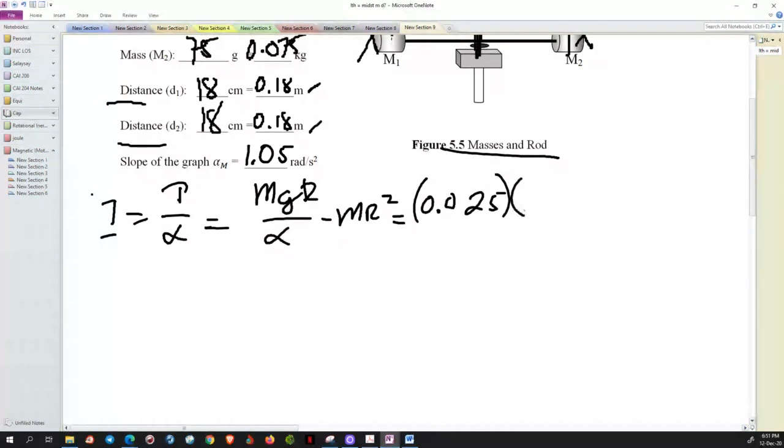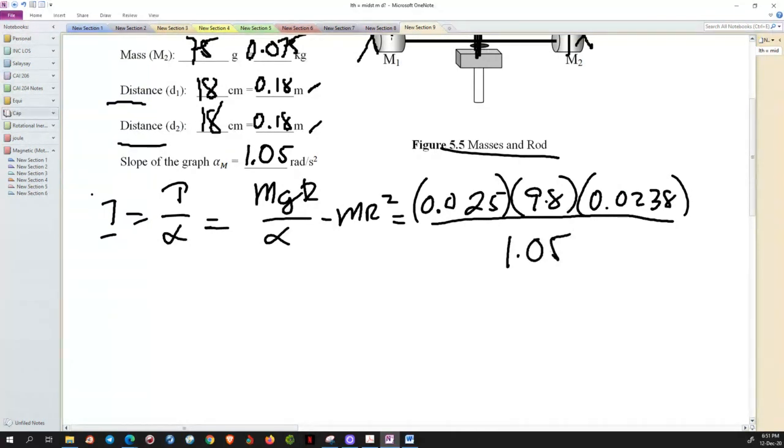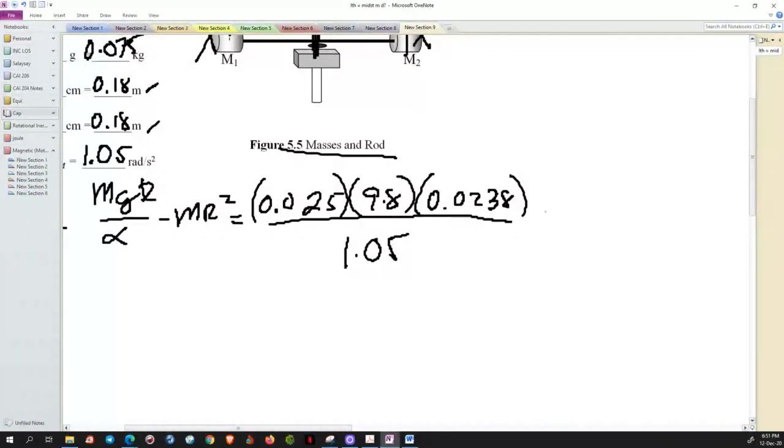The rules will be given. How many times do we have to repeat that? 9.8. What's the radius of the pulley? It will be given, 0.0238, divided by the slope. So in this case, from the disc or from the rod, you will only change the slope in the equation. Minus mr squared, the same mass, 0.025, 0.0238 squared. All the rules are in this or at the end of the paper. I will not tell you.